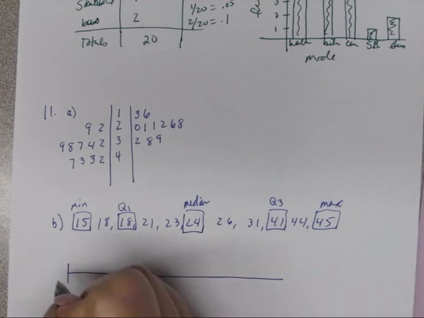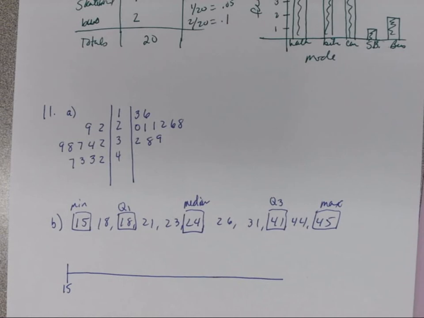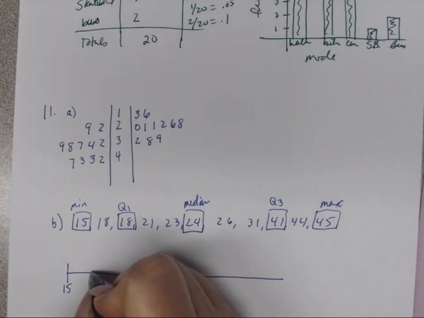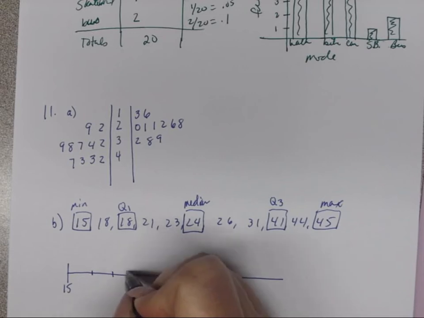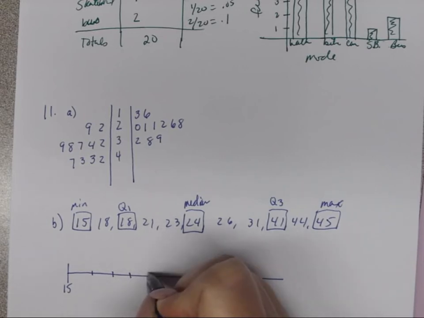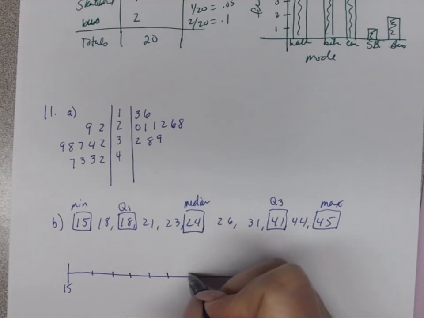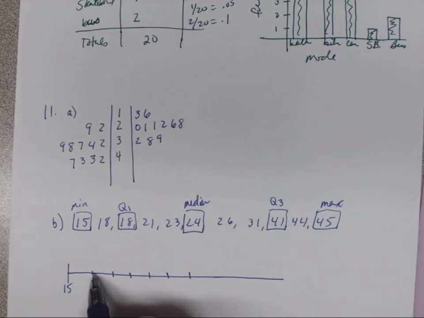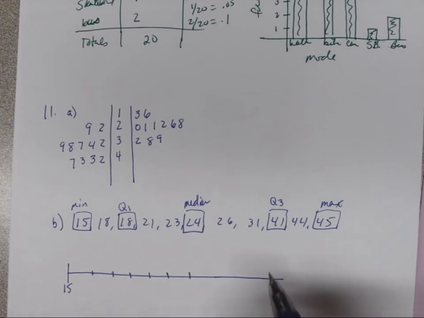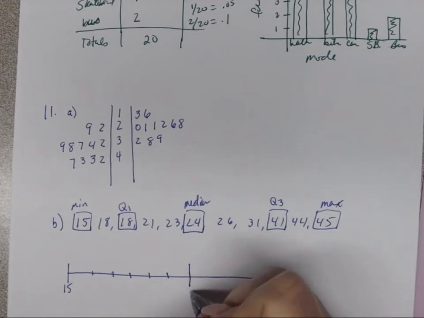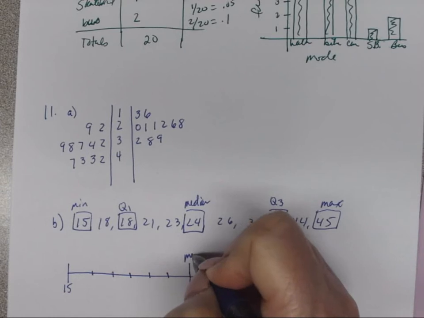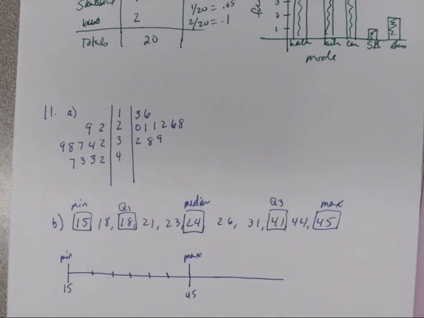So I'm going to start down here at 15. I need to go up to 45. I'm going to do it in increments of 5. I'm going to make little hash marks so then I can draw my big ones. So I've got 15. Let's go with 20, 25, 30, 35, 40, and 45. So I know this one here is going to be 45. This is my max. This is my min.